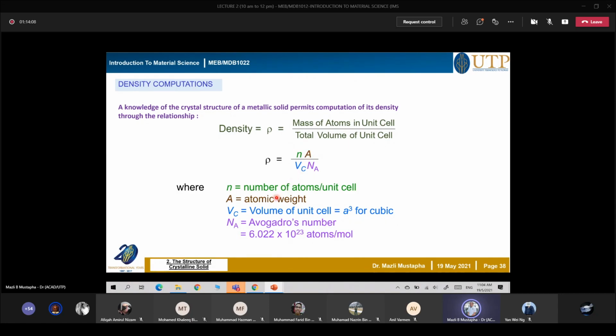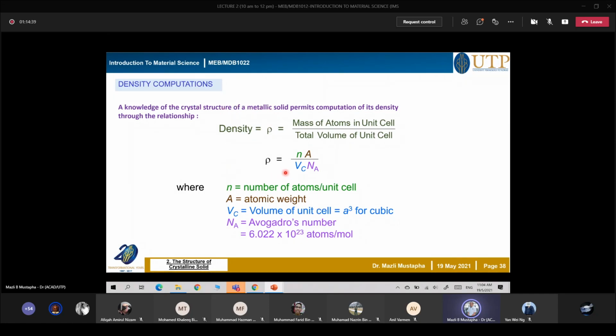And what is VC? VC is the volume of the unit cell, and NA is the Avogadro number. The Avogadro number is a constant, given by 6.022 times 10 to the 23. No need to memorize it. You can refer to the book, and also during the online exam you can refer to all the formulas. Should be no problem even for this.